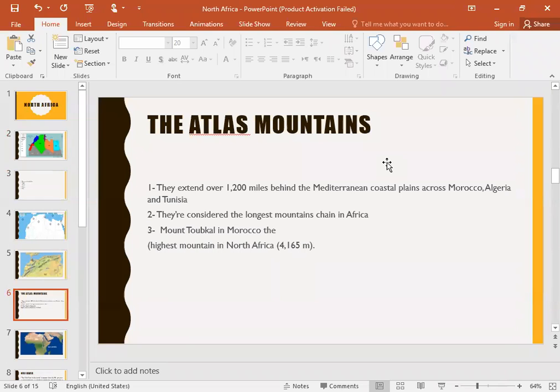We were talking also about the most important physical features such as the mountains, the Atlas Mountains, and we said it extends over 1,200 miles behind the Mediterranean coastal plains across Morocco, Algeria, and Tunisia. And they are of course considered the longest mountain chain in Africa.